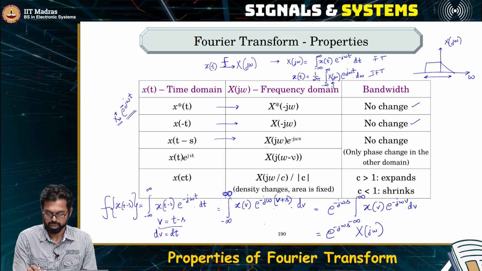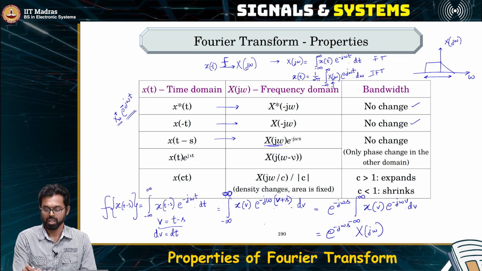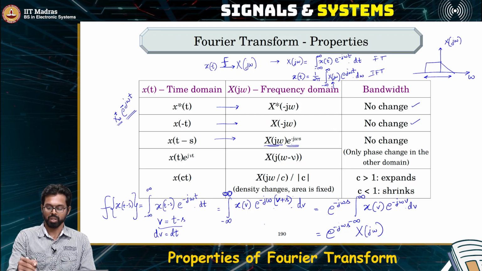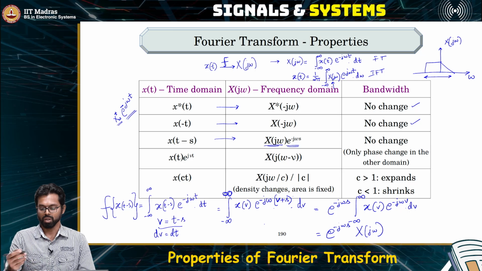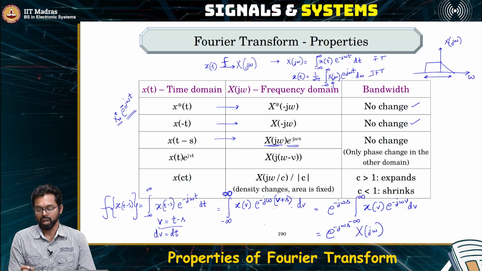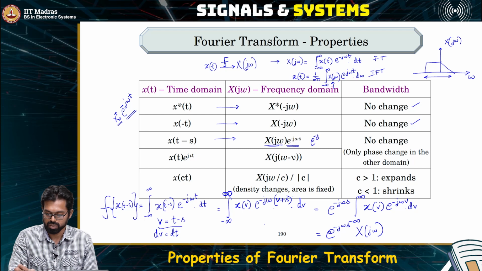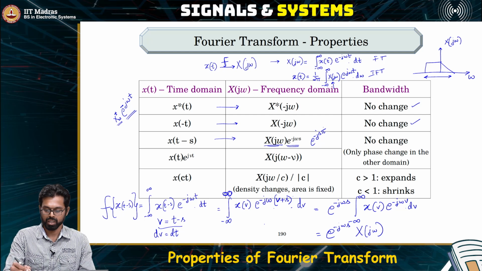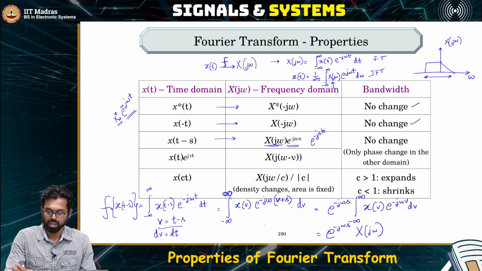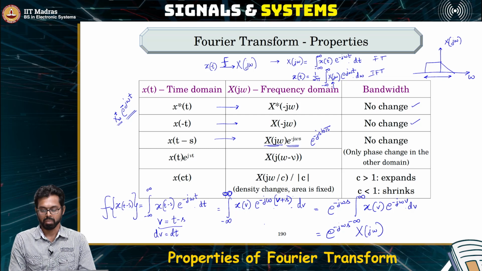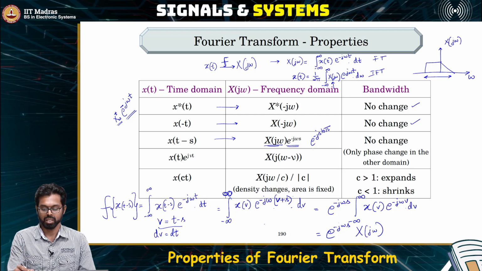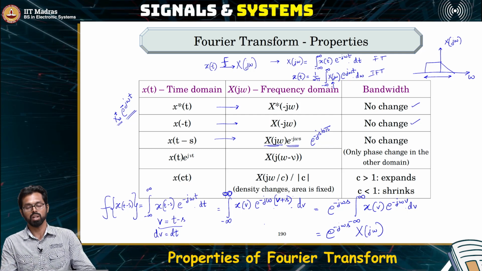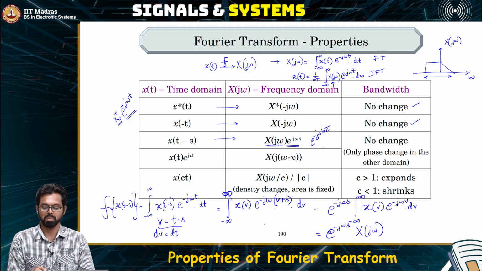So you get the same Fourier transform, only there is a phase shift that is added to each and every frequency component. If you take a particular frequency component, let us say of frequency 1 pi, then the corresponding phase shift would be s times pi. If the frequency component is 10 pi, then the corresponding phase shift would be e power minus j s 10 pi. So depending upon the frequency, a different phase shift is added. It is not a constant phase shift for all omega, but a frequency dependent phase shift.